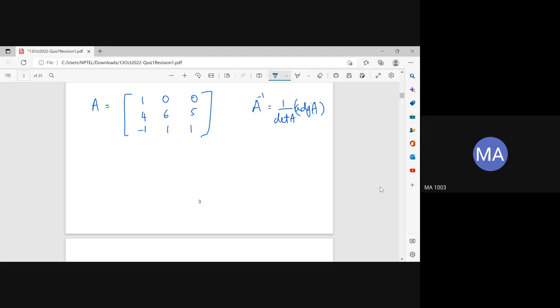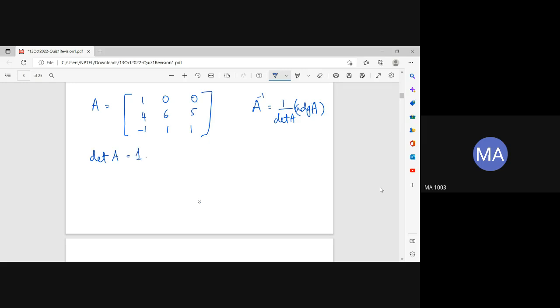So we will find the inverse by finding the adjoint of the matrix and the determinant of the matrix. So what is the determinant of this matrix? You can expand it along the first row. That's going to be 1 into the determinant of 6, 5, 1, 1. So this is 6 minus 5, 1. So the determinant of this matrix is 1.